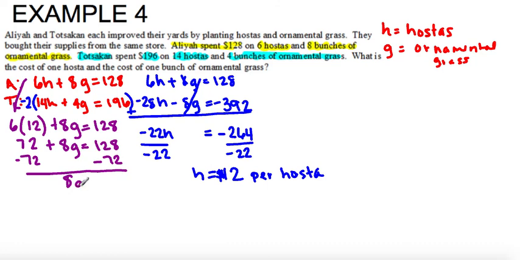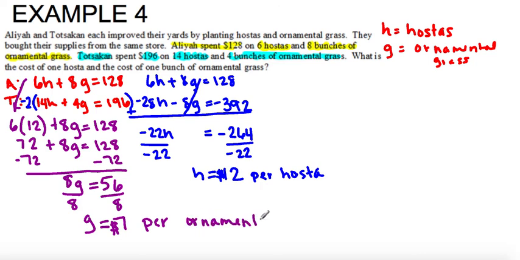I have to get G by itself, so I subtract 72 on both sides. So I have 8G equals 128 minus 72, which is 56. And I have to get G by itself, so I divide both sides by 8. So G equals 7, and that's $7 per ornamental grass. Okay, so those are our two answers.